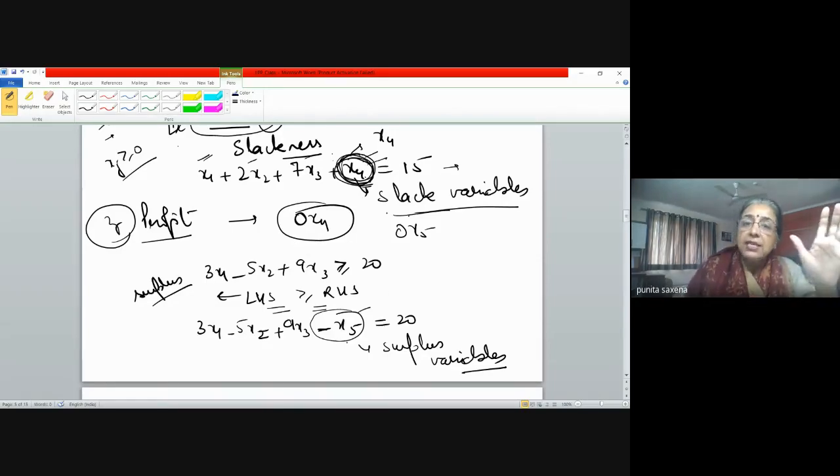We'll study these slack and surplus variables in detail when we do the sensitivity analysis. But right now, for us, slack and surplus variables are the two variables that we have introduced, either added or subtracted, to convert inequalities into equalities. Is this clear? Yes or no?